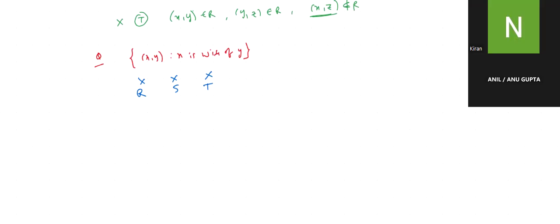X is father of Y. Same almost. It is neither reflexive, nor symmetric, nor transitive. Reflexive also not, transitive also not. Okay. Next question. Question 2.